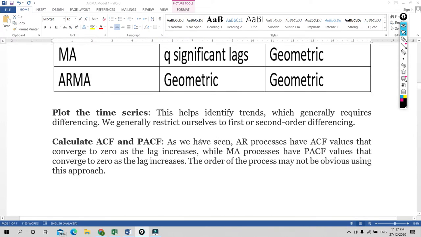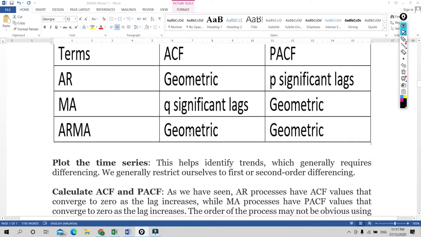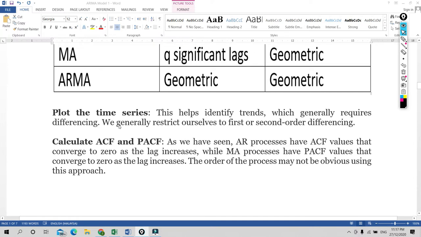So to find what model to be used, first of all, we need to plot the time series and try to identify whether there is a trend or not. If you find that you have a trend, then it generally requires differencing.